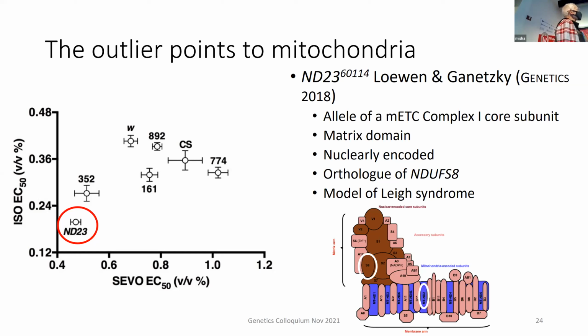One of the important aspects of it is that it is nuclearly encoded, and I will come back to why this is important. And it's homologous to NDUFS8. Both ND23 and mammalian NDUFS8 have been proposed as models of Leigh syndrome, which is a severe neurodegenerative disease affecting patients carrying mutations in complex 1.